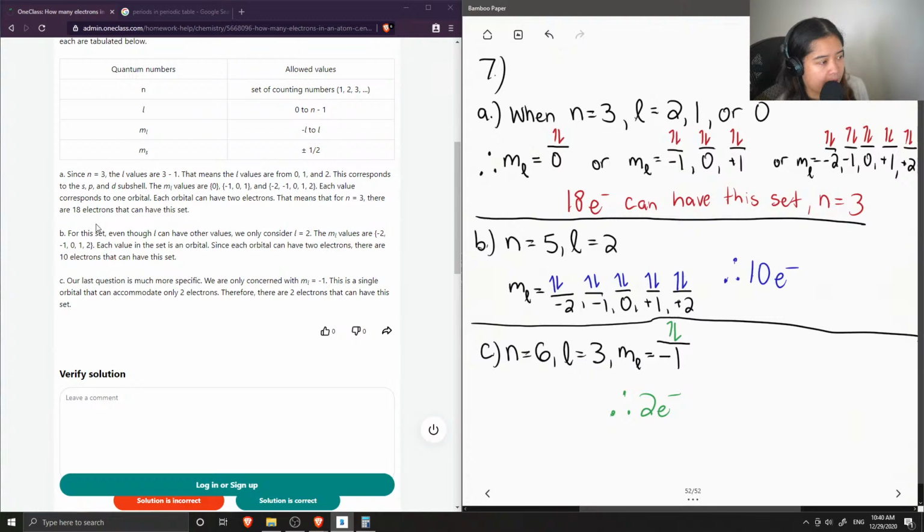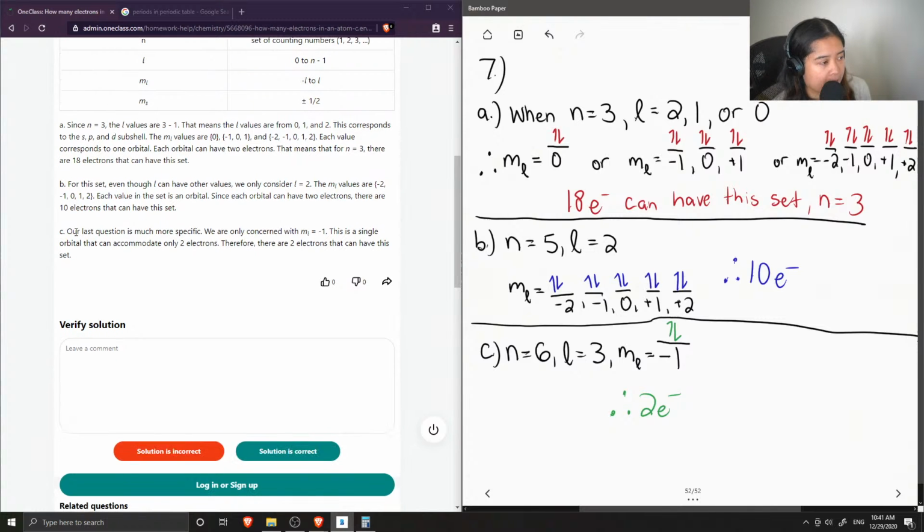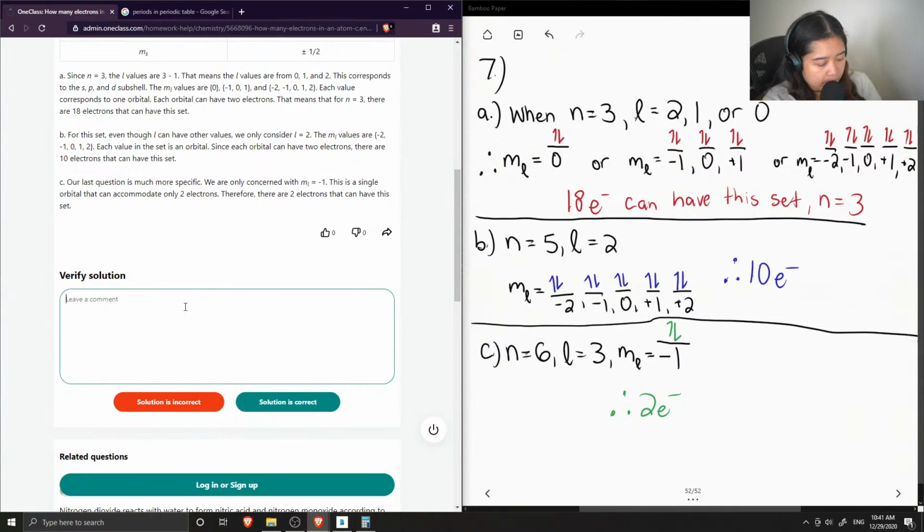Part B, for this set, even though L can have other values, we only considered L equals 2. ML values are -2 to +2. Each value in the set is an orbital. Since each orbital can have 2 electrons, there are 10 electrons that can have this set. Lastly, our last question is much more specific. We are only concerned with ML equal to -1. This is a single orbital that can accommodate only 2 electrons. Yep, so this solution is correct.